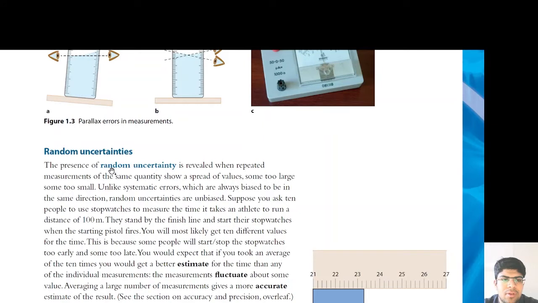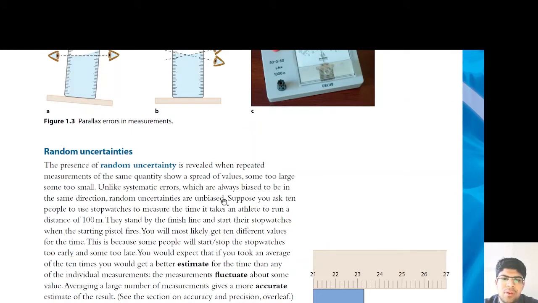The presence of random uncertainties is revealed when repeated measurements of the same quantity show a spread of values, some too large, some too small. So it is only revealed when repeated measurements show a spread of values, so there are many such values. There are many uncertainties and errors. Unlike systematic errors, which are always biased in the same direction, random uncertainties are not biased.